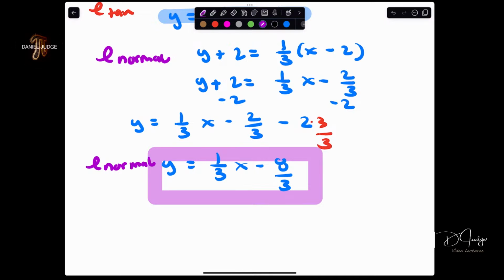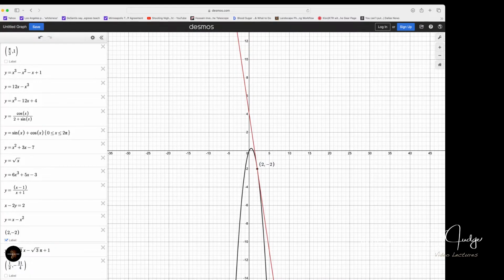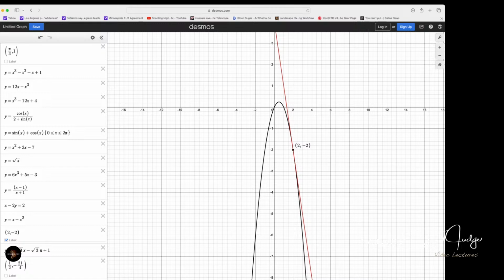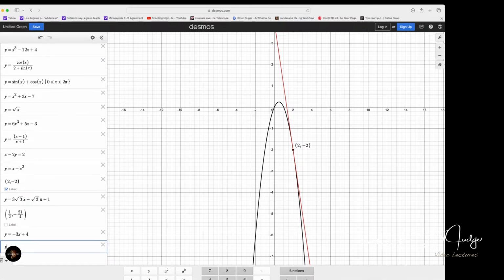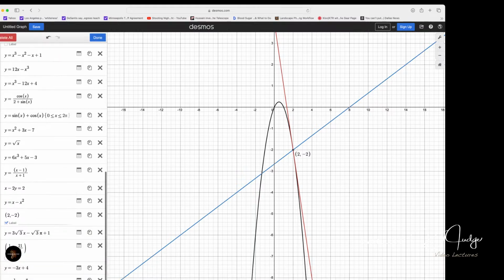Okay, I'm going to show you in Desmos that this line is perpendicular. 1/3 x minus 8/3. So, we moved it. Okay. Let's go down here. Y equals 1/3 x, and then that's going to be minus, I believe, 8/3. And at the point, I'm going to make that line purple.